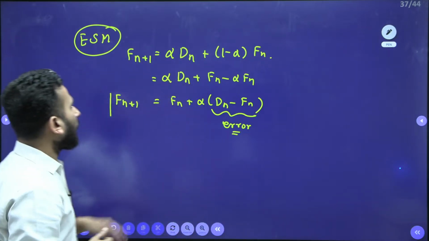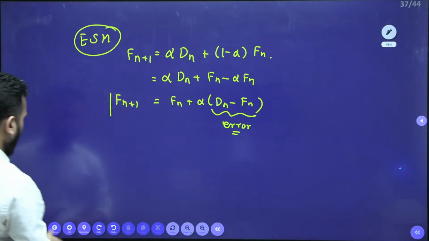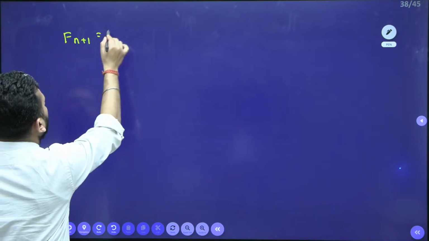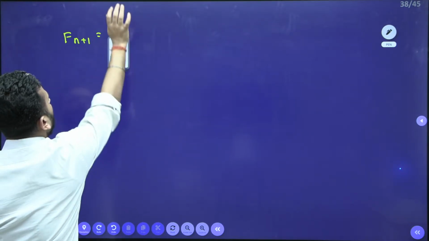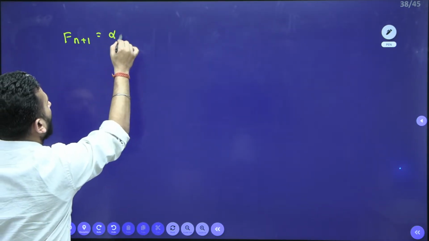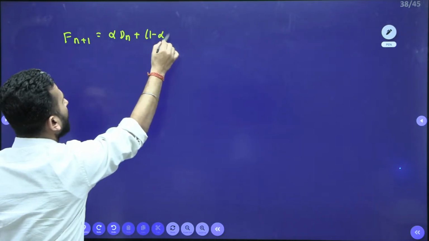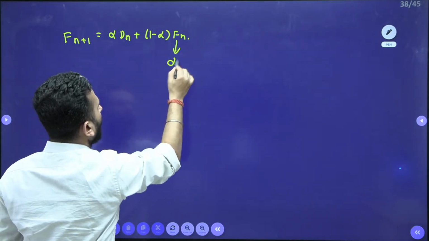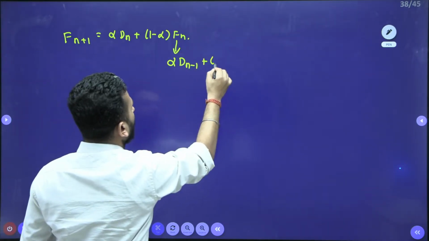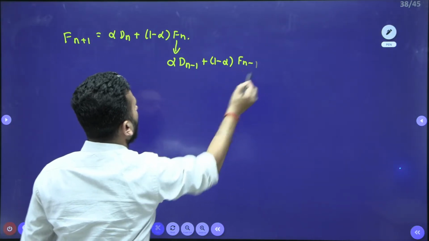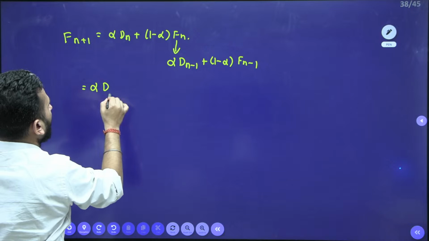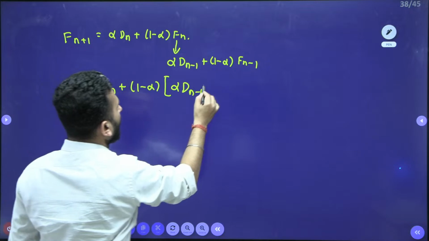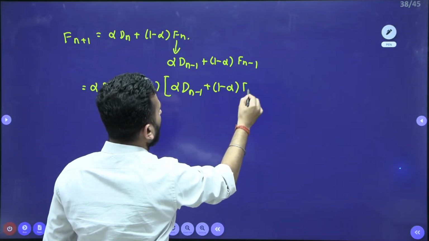One more formula is there, my dear friends. Let me show you how it comes. See, Fn plus 1 is alpha Dn plus (1 minus alpha) Fn. And in place of this Fn, I can write alpha Dn minus 1 plus (1 minus alpha) Fn minus 1. So finally I can write alpha Dn plus (1 minus alpha) times alpha Dn minus 1 plus (1 minus alpha) Fn minus 1.